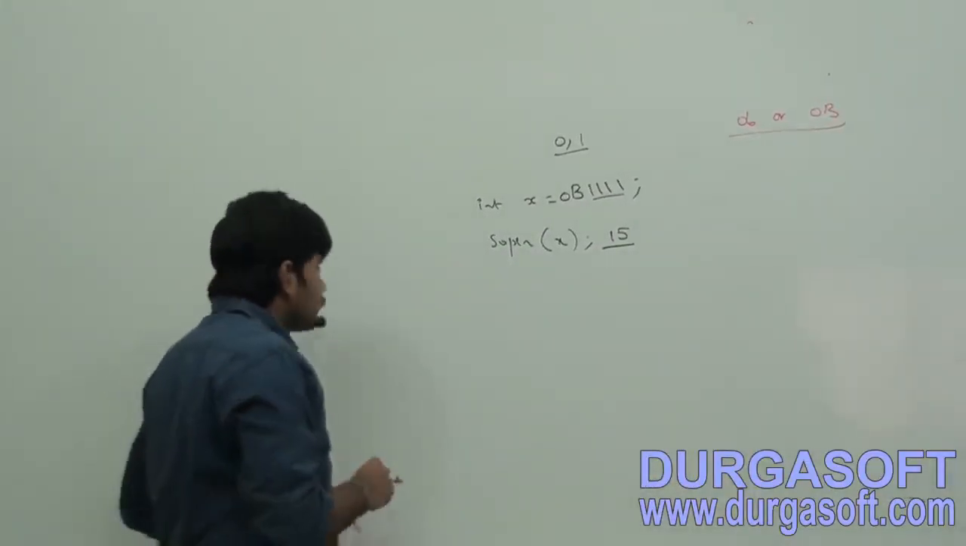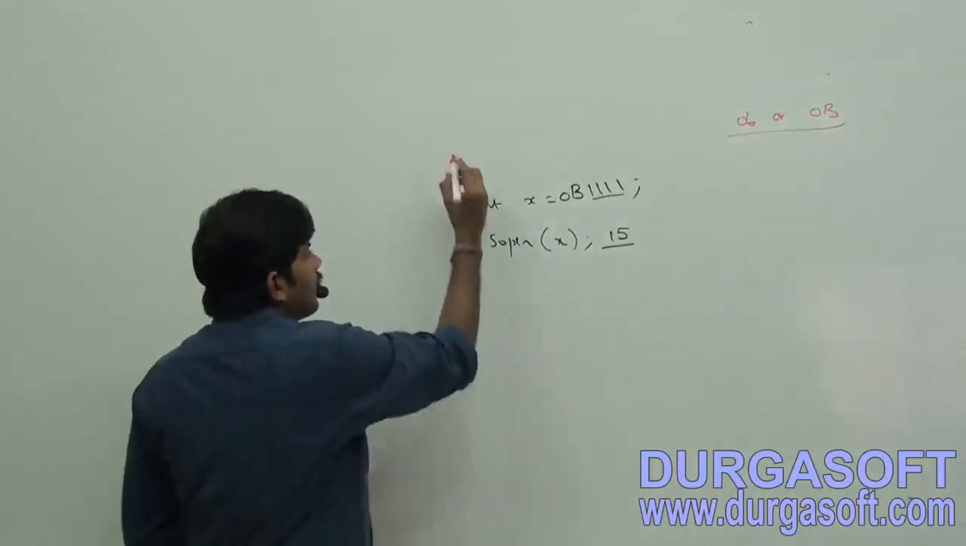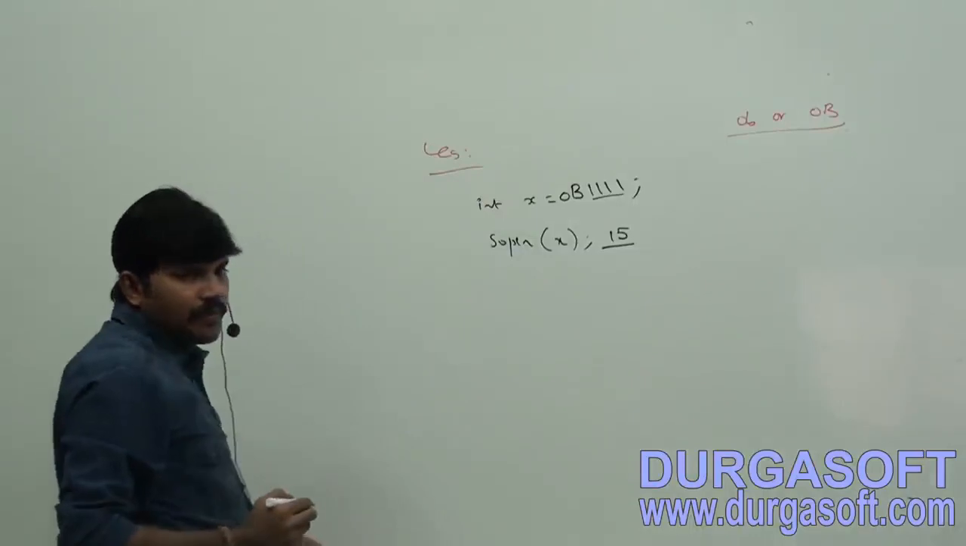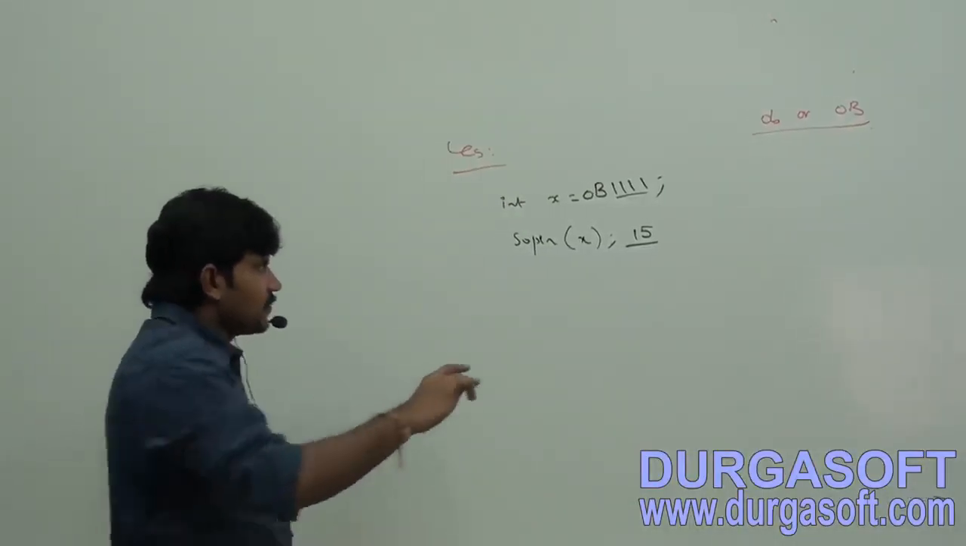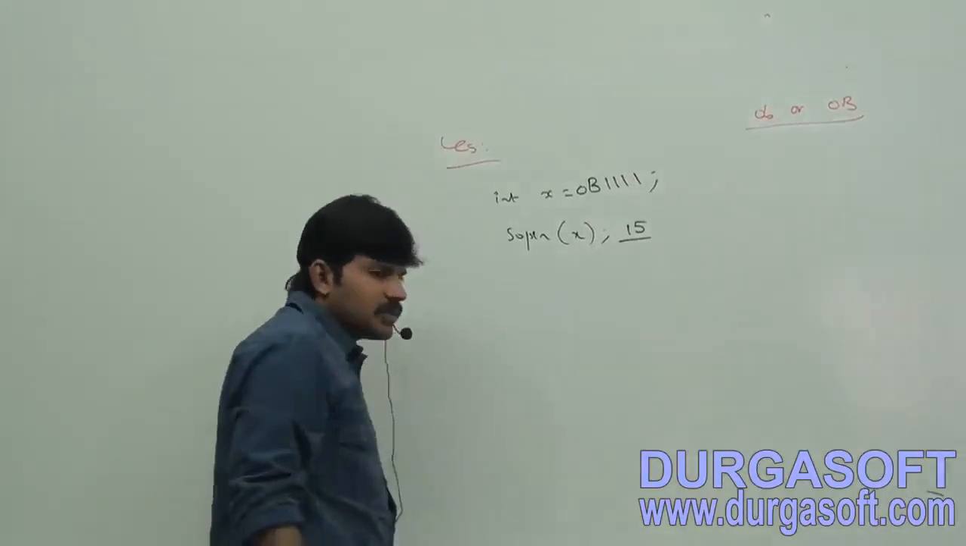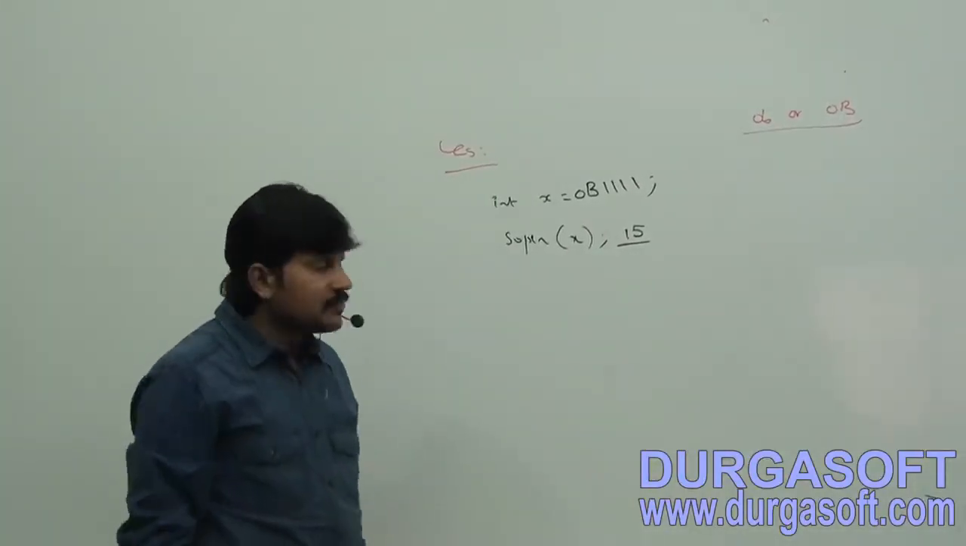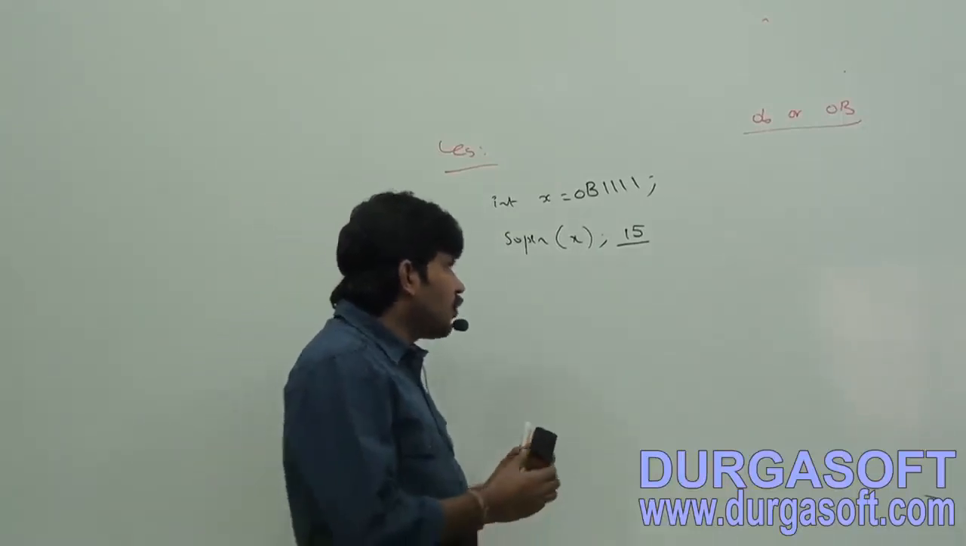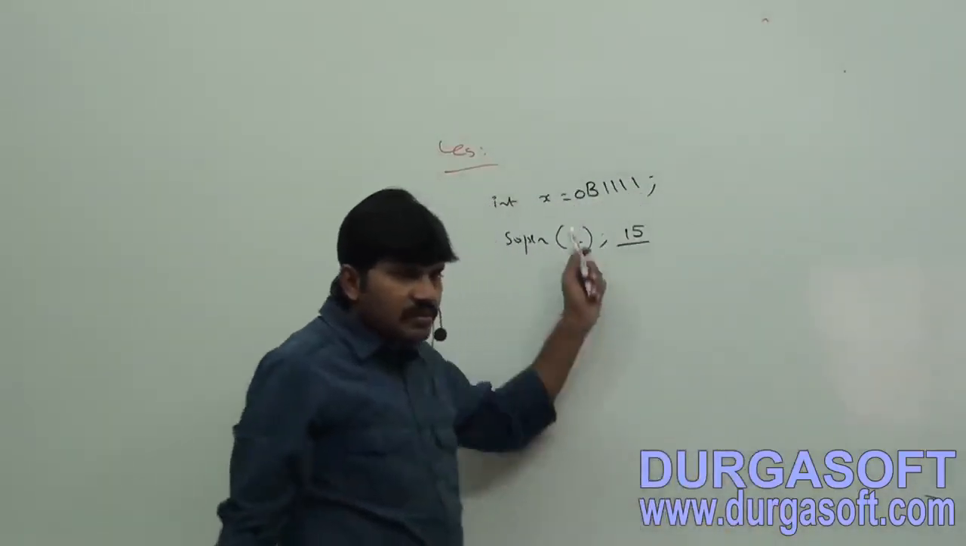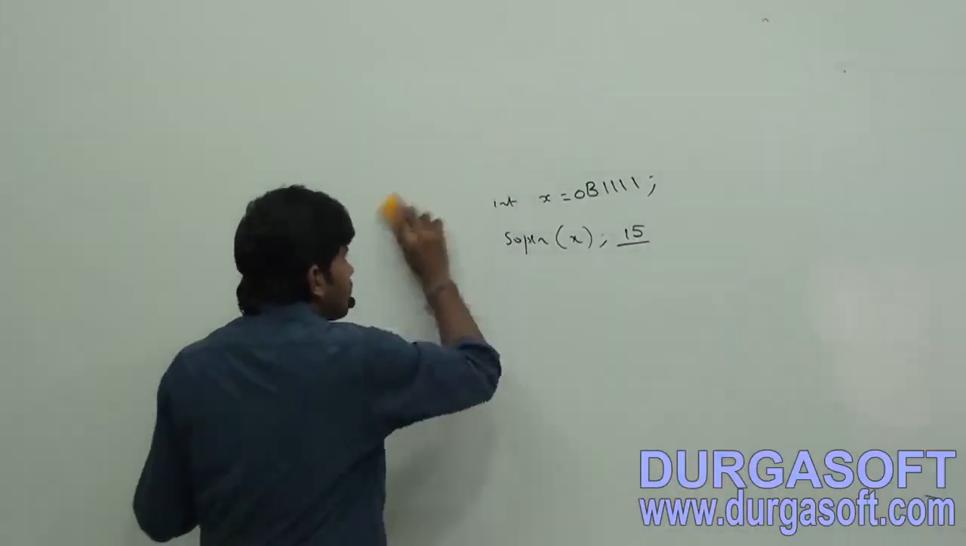Next, example: int x is equal to 0b1111. SOP of x. Can you tell what the answer is? 15. I hope it is clear, that's all. This is one enhancement that came in the 1.7 version, related to integral literals. Next, there is another enhancement, which is applicable for all numeric literals.